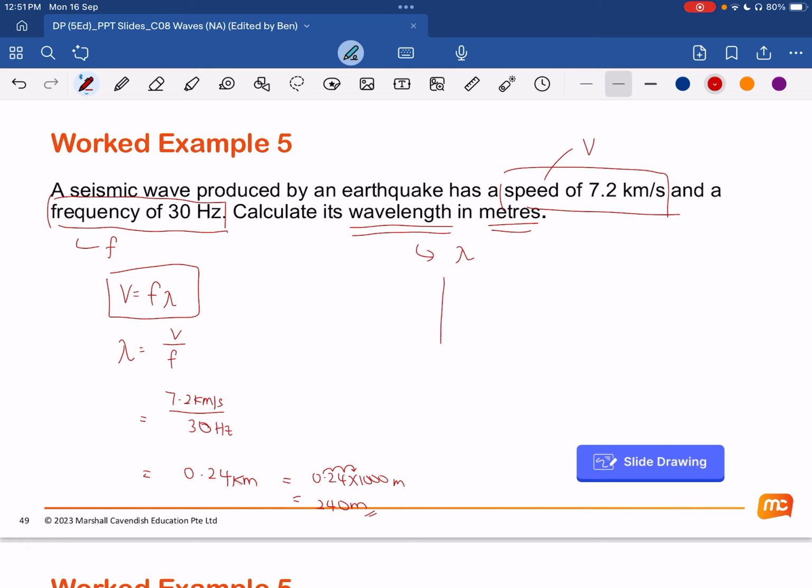Of course, if you are more comfortable with inputting the numbers first, that's fine as well. 7.2 km per second equals 30 hertz times lambda. After that, lambda equals 7.2 divided by 30. If you prefer this, that is fine as well. You should get the same answer of 240 meters.